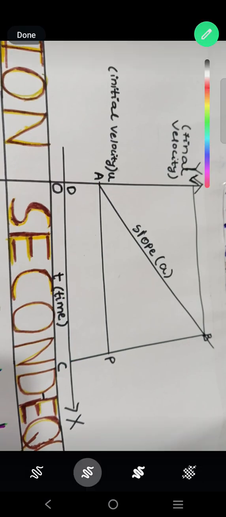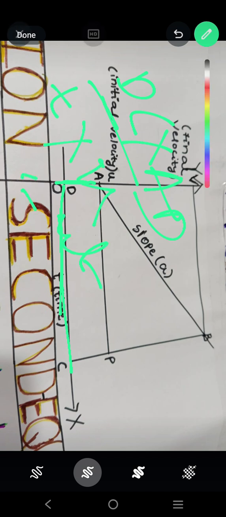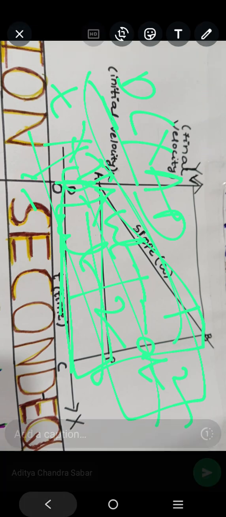Now for the next part, if I talk about the area of rectangle, AD is there and DC is there. Length into breadth, so DC into AD. DC is t and AD is u. So we can say it is ut. Before that we got half at square for the triangle, and now the area of rectangle, so plus ut. So s is equal to ut plus half at square. You have the final answer. Clear? It might not be understood. Let me make you understand here.